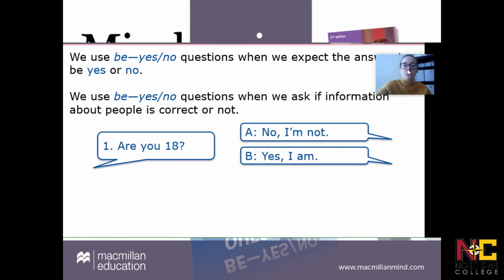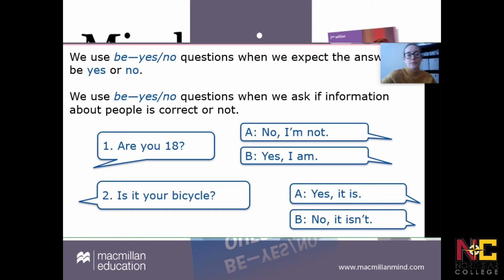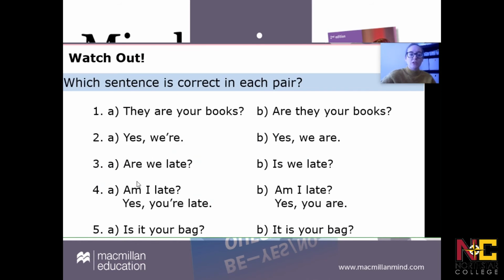So for example, are you 18? No, I'm not. Yes, I am. It's a simple question. Is it your bicycle? Yes, it is. No, it isn't.